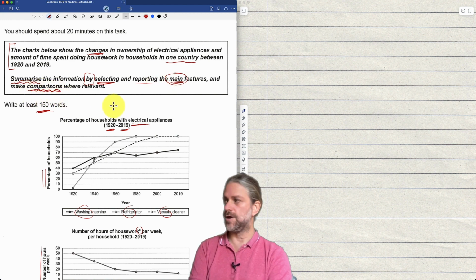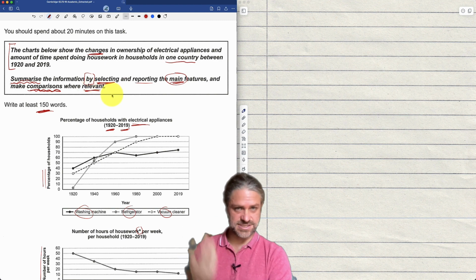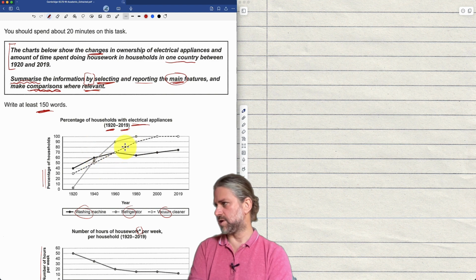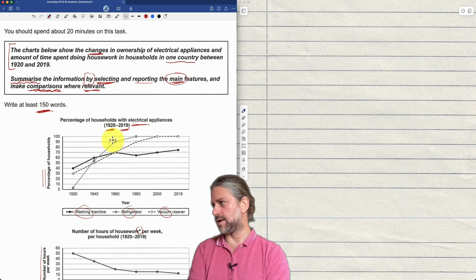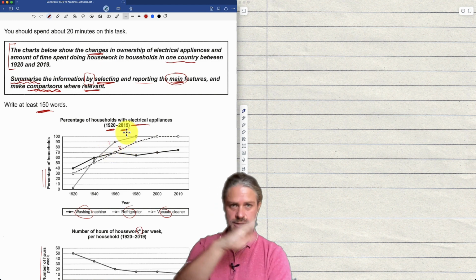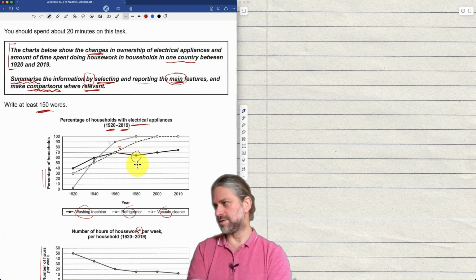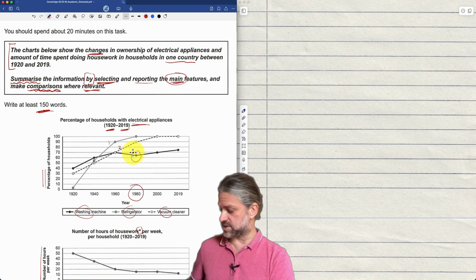Okay, because you are summarizing the information, you are reporting the main features, and you are making comparisons where relevant. Where relevant, that means only when it's important. So do not just put comparisons everywhere. So this, for example, the dotted line, the vacuum cleaner and the refrigerator are both going up, and they keep going up the whole time. However, there is something, I wouldn't compare those two. I wouldn't compare number 1 and number 2 here because they both tend to be going up. But I would compare the fact that the washing machine dipped in the 1980s. For some reason, it dipped down. So I would compare that to the other two. That's worth saying.